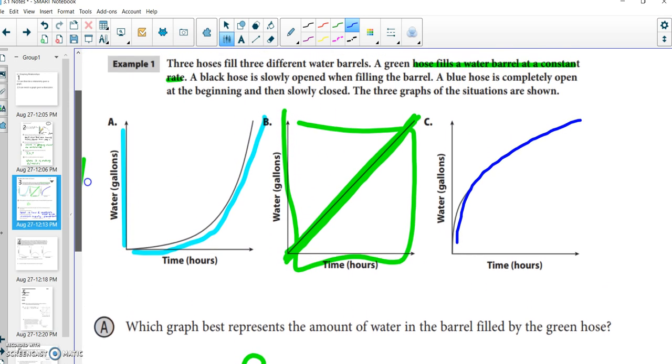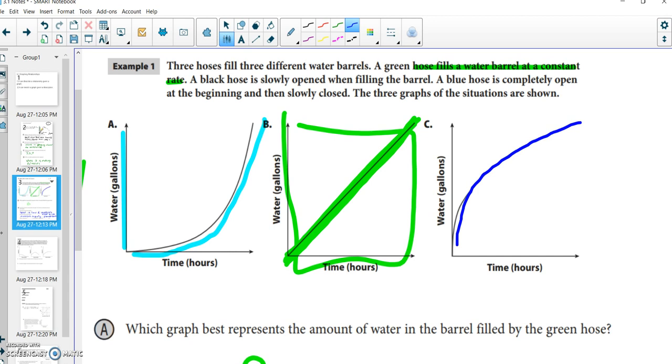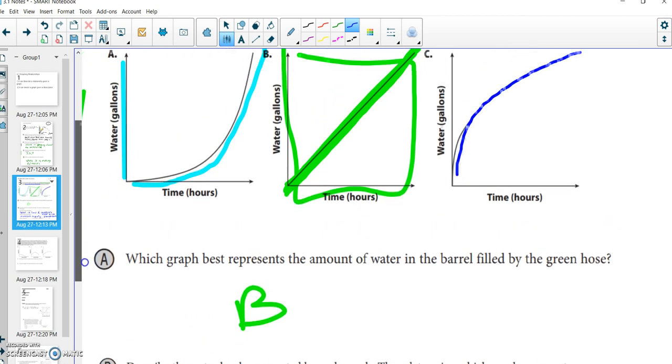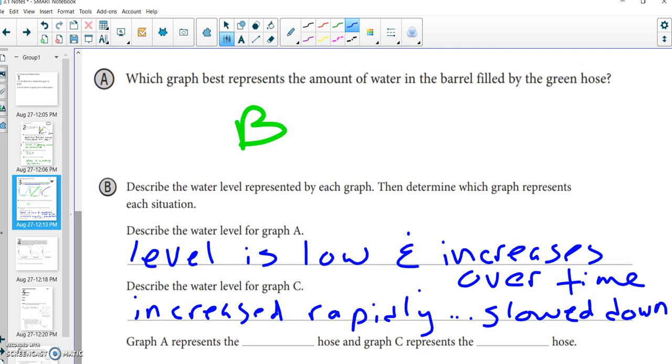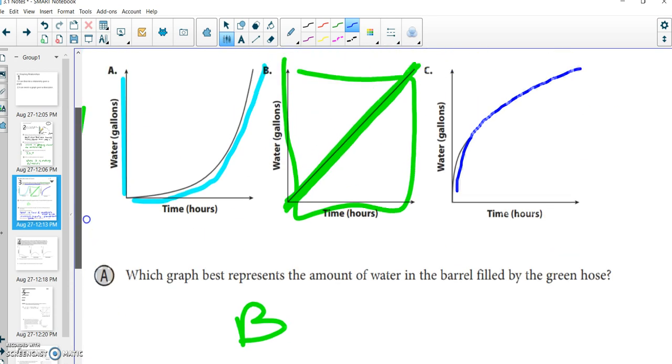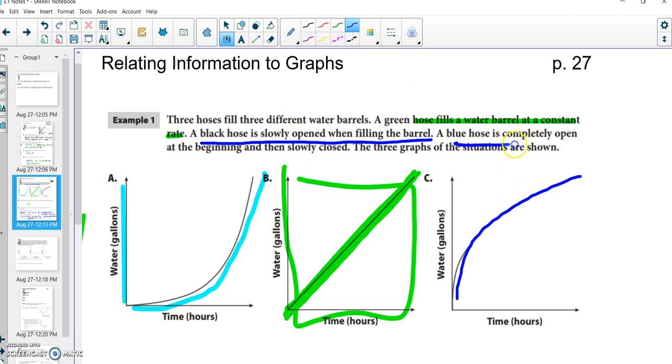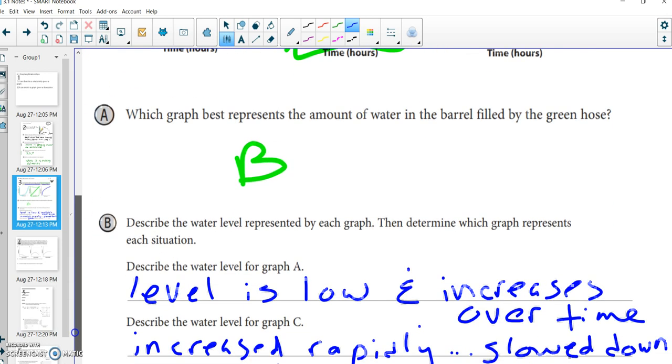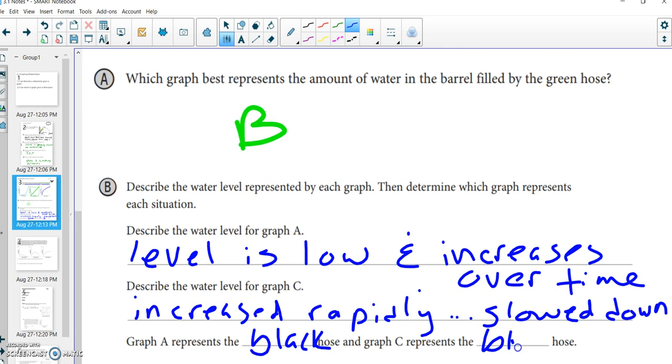Okay, so if we look at this here, it said a black hose is slowly opened when filling the barrel. So out of these 2 graphs, the black hose would have to be the one that shows the water filling really slowly at first. And that would be letter A. So graph A is the black hose, and graph C would be the blue hose. It's completely open in the beginning, and then it changes. It gets smaller over time.